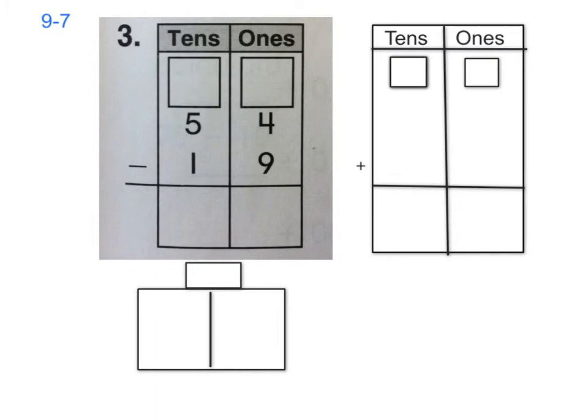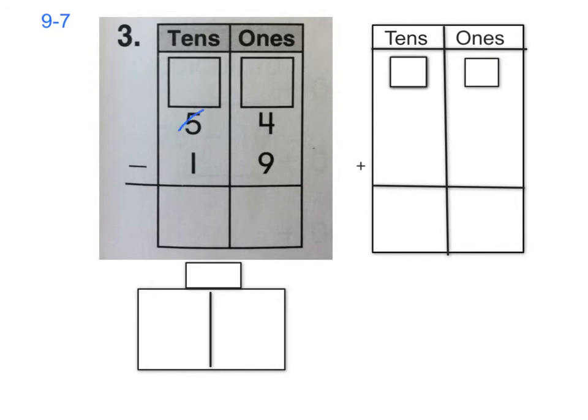This video is for reteaching page 9-7, problem number 3. Here we will model how to use addition to check subtraction problems. First, we need to subtract 54 minus 19. We cannot subtract 4 minus 9, so let's regroup.